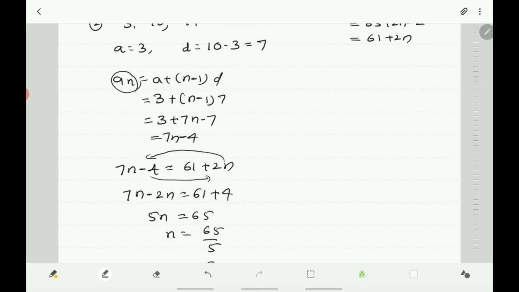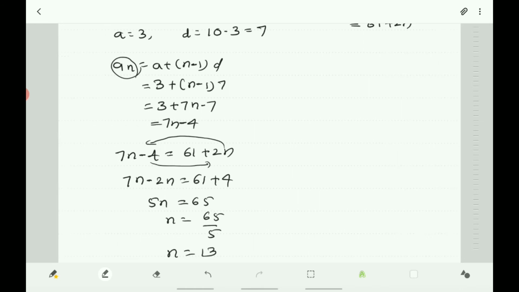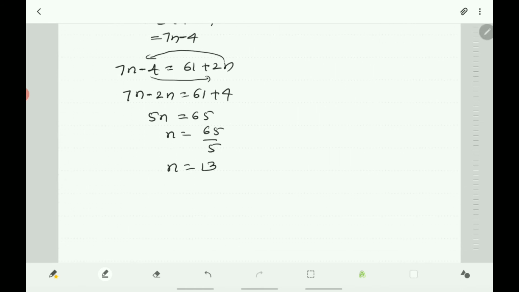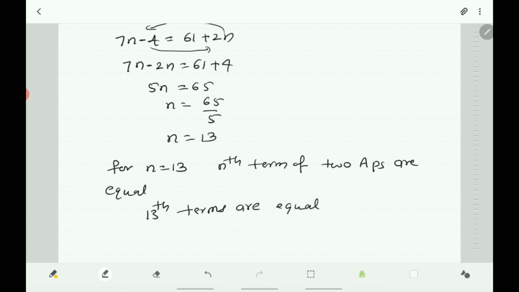So here the 13th terms of both the progressions are equal. For n is equal to 13, the nth terms of the 2 APs are equal. Means 13th terms are equal.